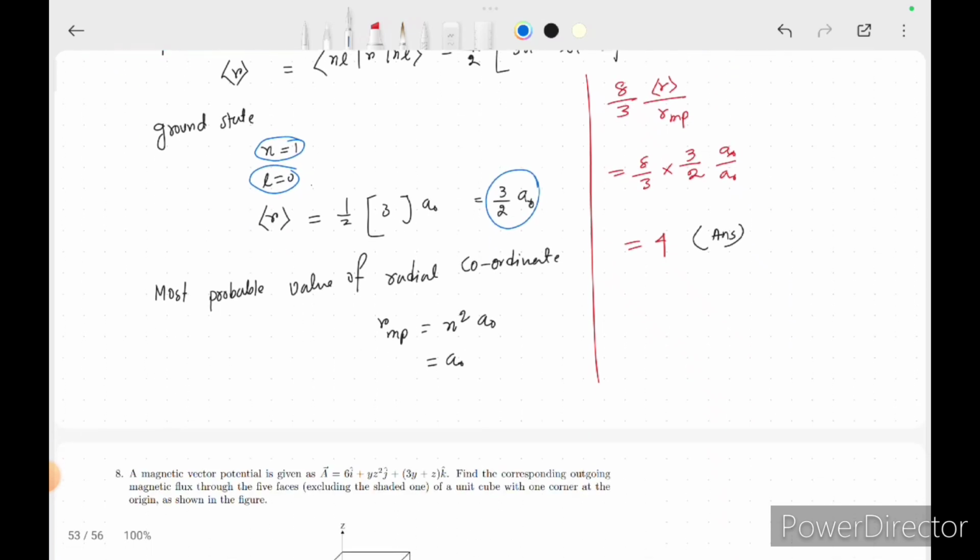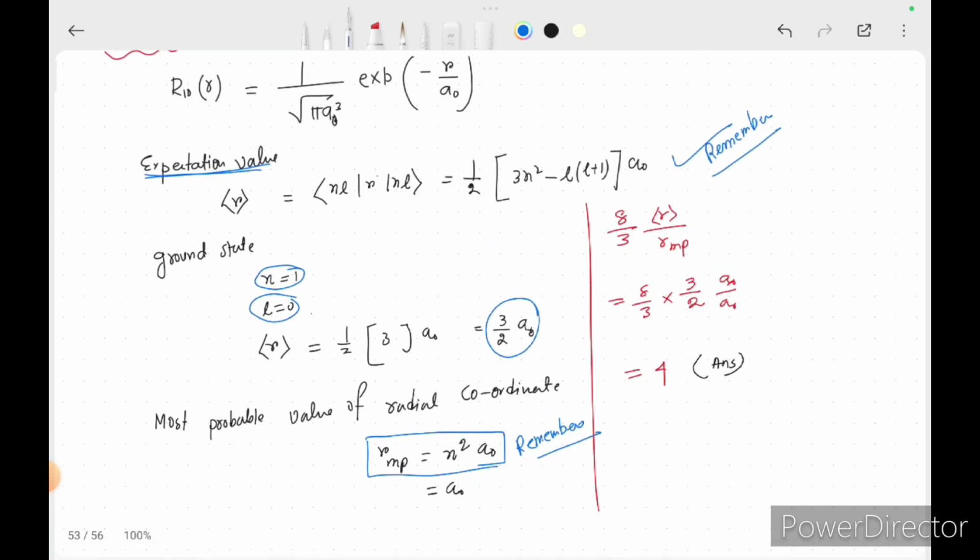Now the most probable value of the radial coordinate, please remember this formula also. The most probable value is equal to n square a0 for any order of state. Please remember this also. So n equals 1, so r_mp is equal to a0.